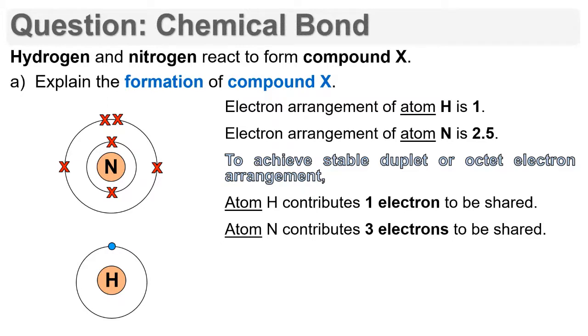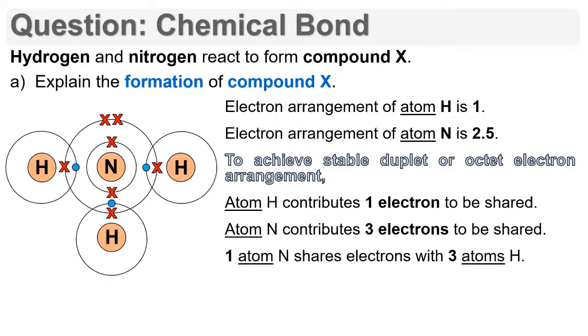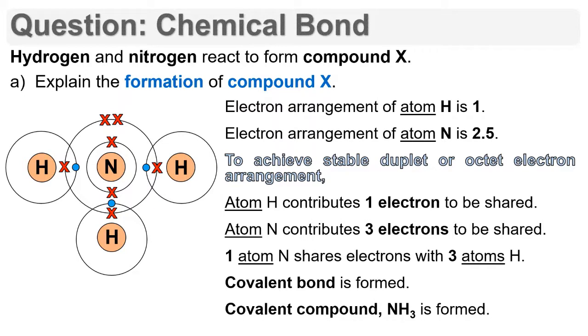Then, explain how the compound is formed through sharing of electrons. 1 nitrogen atom shares electrons with 3 hydrogen atoms. Finally, end with the type of bond and the type of compound formed. Covalent bond is formed. Covalent compound NH3 is formed.